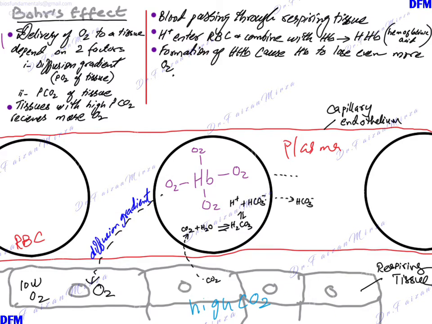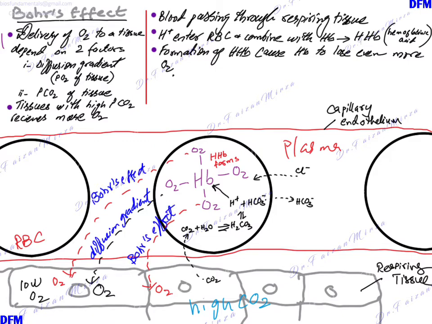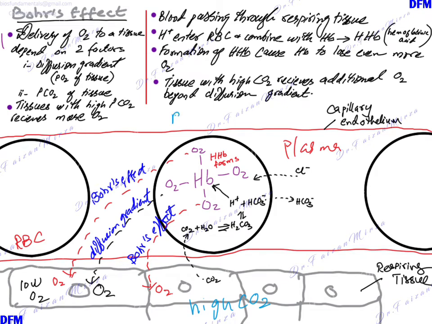HCO3 minus ion leaves the red blood cell, and this negative ion is exchanged for chloride. So the chloride ion moves from plasma into the red blood cell. This is called the chloride shift. The H plus ion then binds with hemoglobin to form HHb, which is hemoglobinic acid. The formation of hemoglobinic acid causes more oxygen to be lost from the hemoglobin to the tissue. This is called the Bohr's effect. As a result of HHb formation, the tissue with a higher carbon dioxide concentration ended up receiving more oxygen than the diffusion gradient alone would have provided.